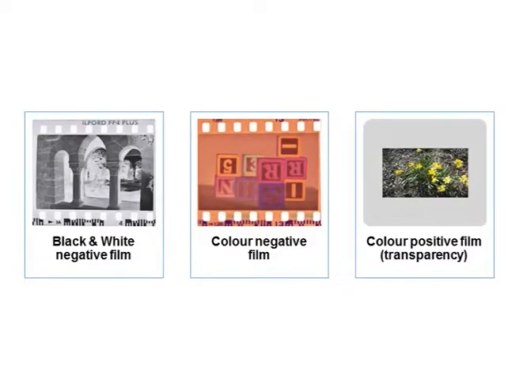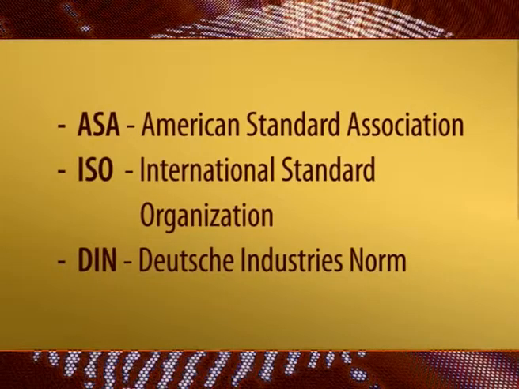Generally, there are three types of films. Film speed. Film speed is a unit to express the sensitivity of the films towards light. This means how much light is required by a particular film to give a standard exposure. More sensitive films take less light and time to create an image in a particular lighting condition. The main units to express film speed are ASA, that is the American Standard Association, ISO, International Standard Organization, DIN, Deutsche Industrie Norm.